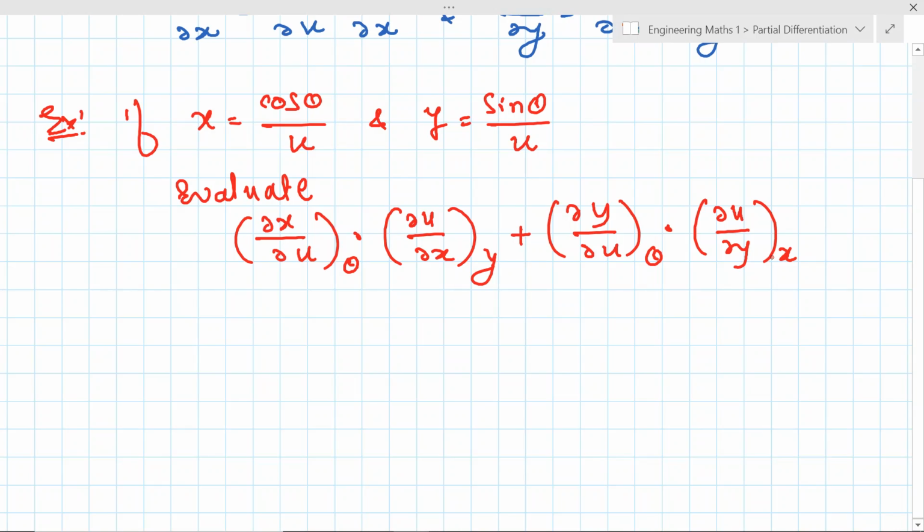Let's see one by one. x and y are given. So the first thing that we can easily find out is the derivative of x with respect to u and the derivative of y with respect to u. These two things are obvious. These two terms we will get immediately. For the other two terms we need some adjustment. Okay, that we'll discuss.